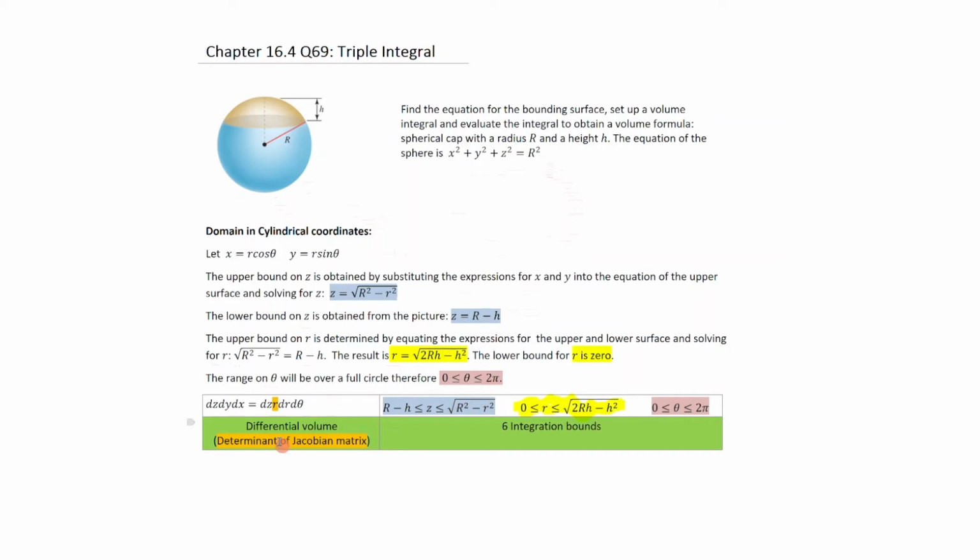All right, so now I can put everything down. This, of course, is our differential volume. This r is the determinant of the Jacobian matrix.